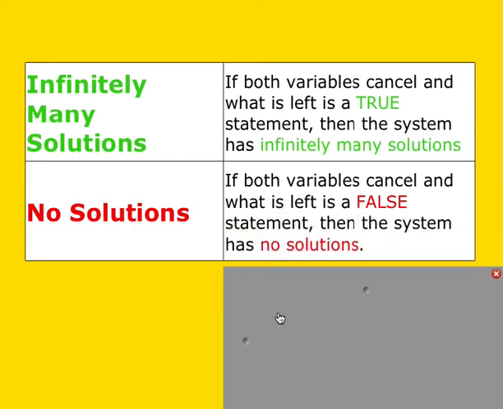If both the variables cancel and what is left is a false statement, we have something that says 3 is equal to negative 2, or 1 is equal to 4. That's never going to happen. That is not a true statement. Then we have no solution.